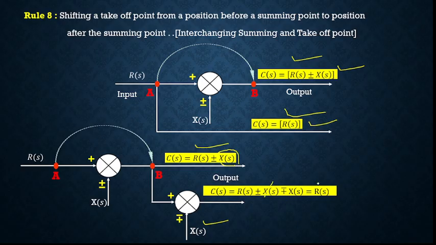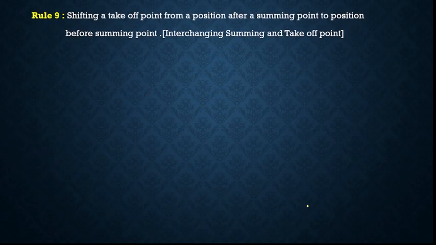So this will get cancelled out, and here your output will be R of s. This is how you are interchanging the summing point and takeoff point. Here the takeoff point was before the summing point and we have shifted it to after the summing point. Now, next is the reverse case, when the takeoff point is positioned after the summing point and then it is changed to the summing point's previous position.